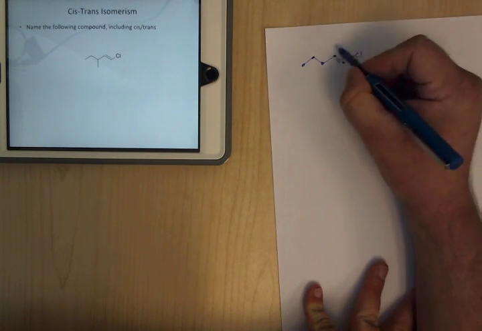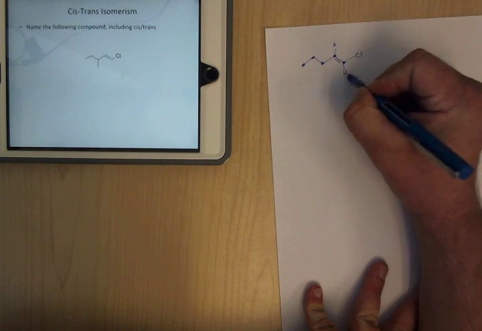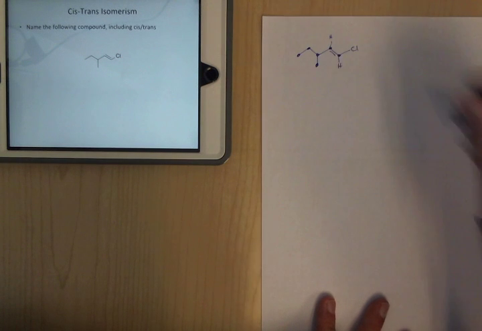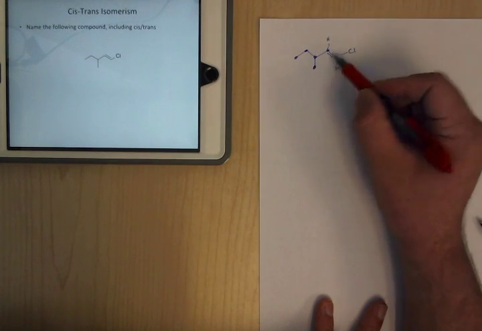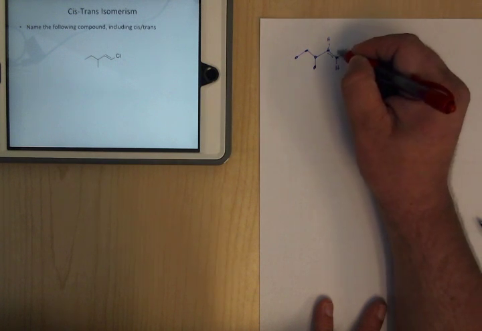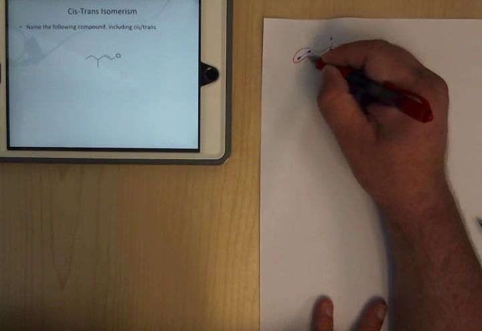Okay. So you can draw in these hydrogens if it makes it easier. Our main chain has to include this double bond here. So we're just counting carbons. We don't care about that chlorine, we just care about the carbons. So here we go.